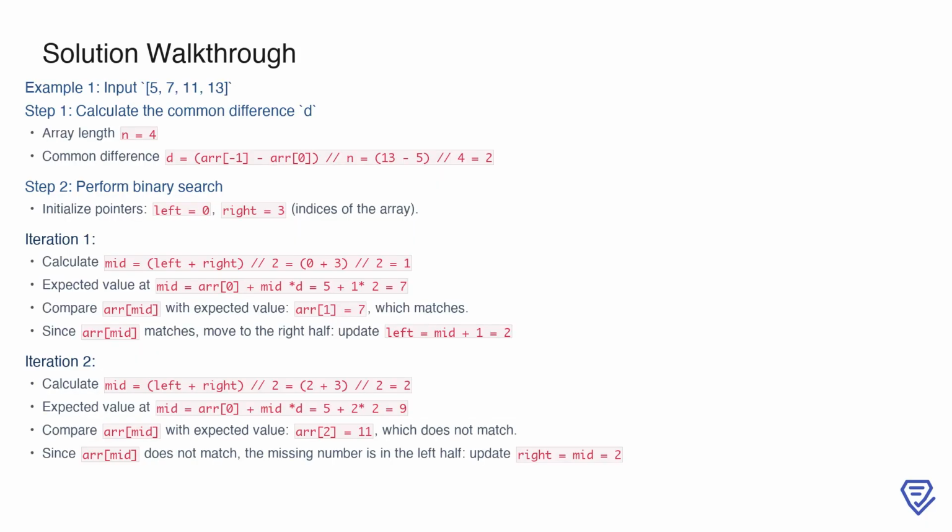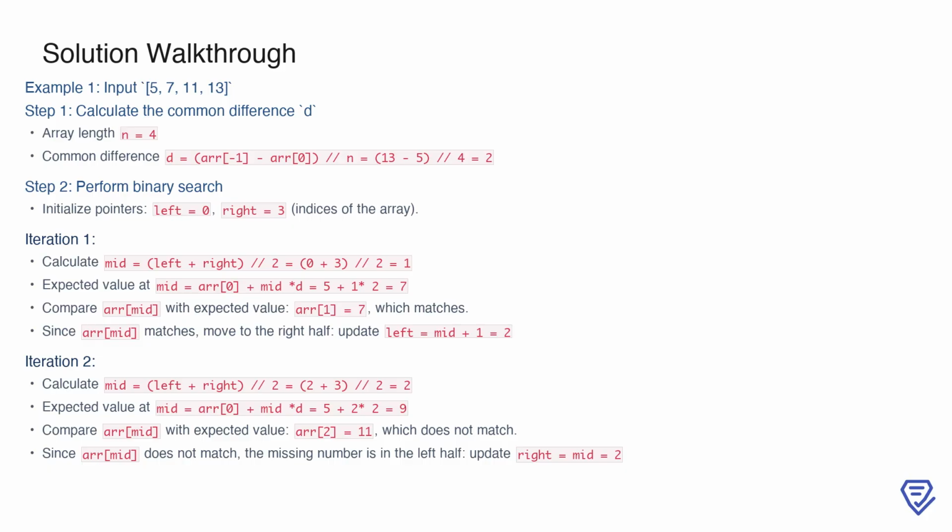To solve this problem, we start by understanding the input array and calculating the common difference, denoted as d. In the first example, the input array is 5, 7, 11, 13, with a length of 4. The common difference can be determined using the formula (ARR[-1] - ARR[0]) / 4, which gives us (13 - 5) / 4 equals 2.